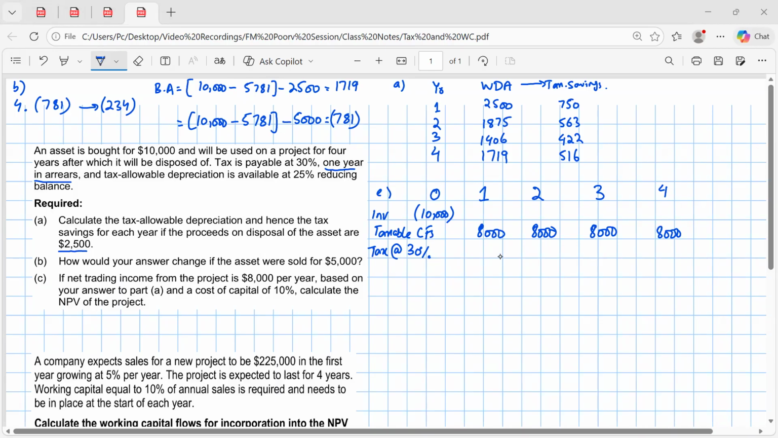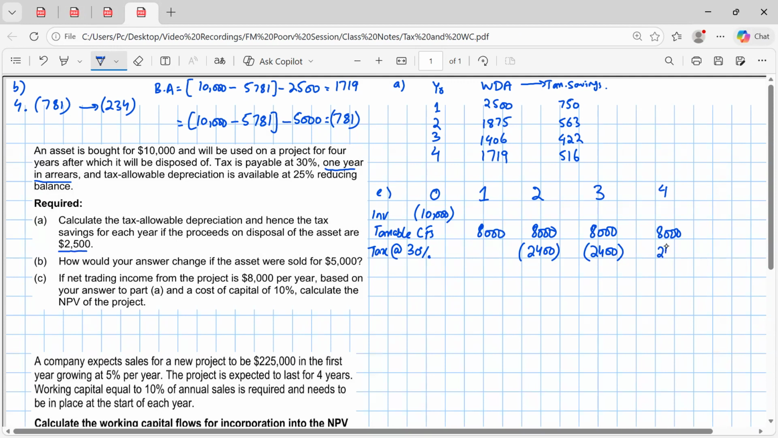So the tax payment is going to be 2,400, but year one's tax payment you are going to show in year two. So I'm going to write 2,400 here. And year two tax payment, where will you show that? Year three. Year three tax payment will be shown in year four. And year four tax payment will be shown in year five. So I have to add an extra year here. So I will write 5, 2,400 negative. Clear?